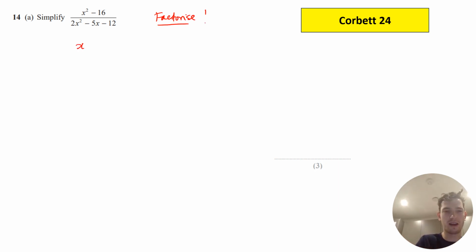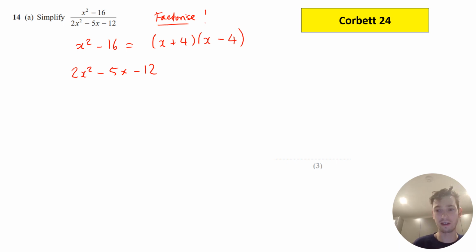So first, x squared minus 16. That is, of course, difference of 2 squares. So x plus 4, x minus 4. Now, the second one, let's write that out. 2x squared minus 5x minus 12. This is a quadratic.